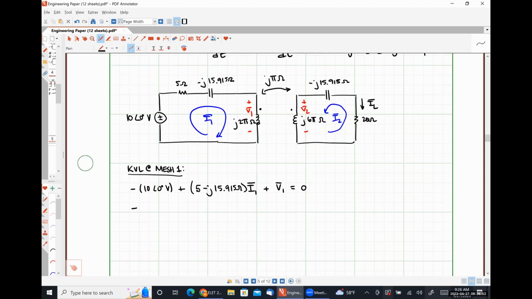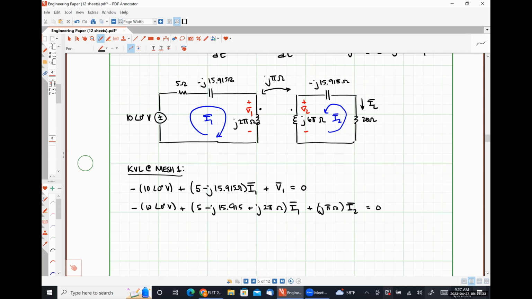So this is still the same equation. I'm just substituting in that thing. So I'm going to have 5 minus J15.915 plus J2 pi, all of that added together, times I1 plus J pi ohms times I2 is equal to 0.